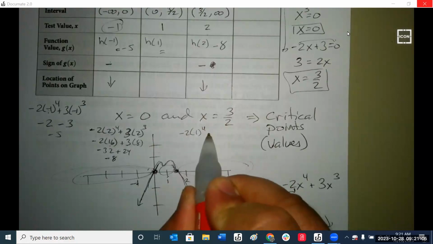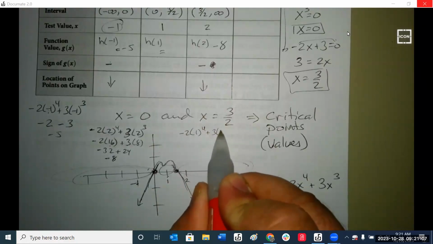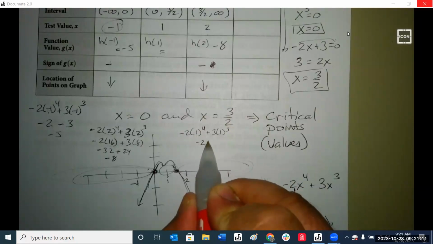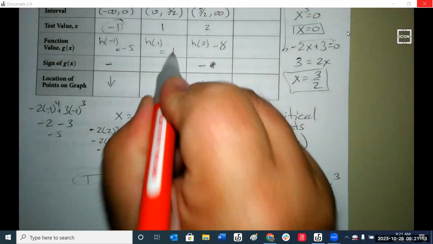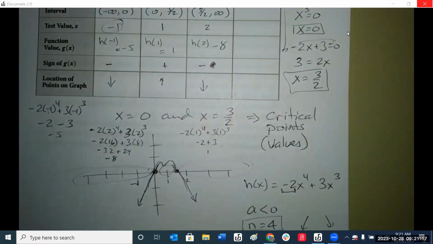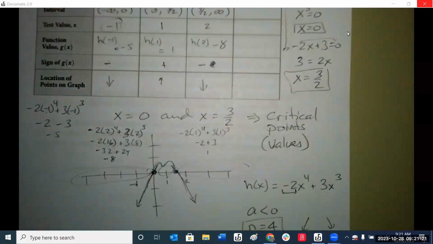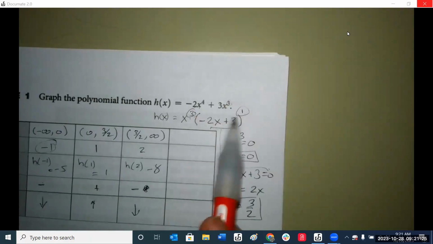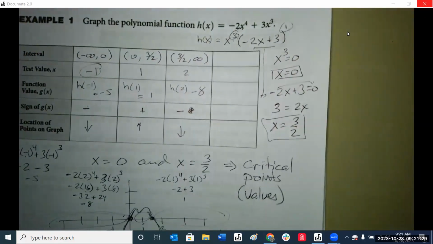-2 times 1 to the 4th, plus 3 times 1 to the 3rd. 1 to the 4th is 1, so I have -2 plus 3, which is 1. It's positive, so it's above the x-axis. Duh, we figured that out. So once we factor these out, look at the exponents, that tells you the multiplicities. We know if it's going to be above or below.